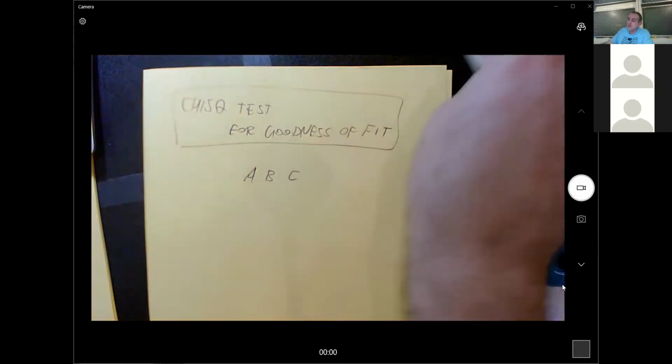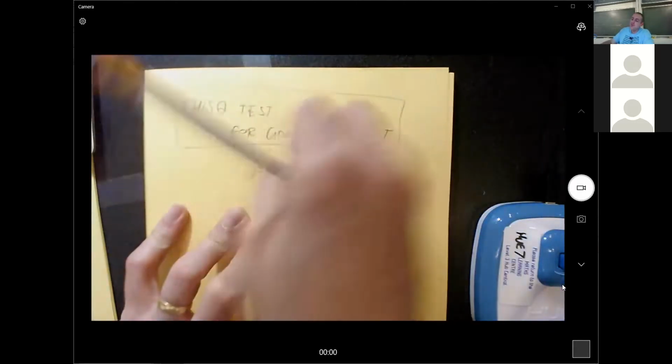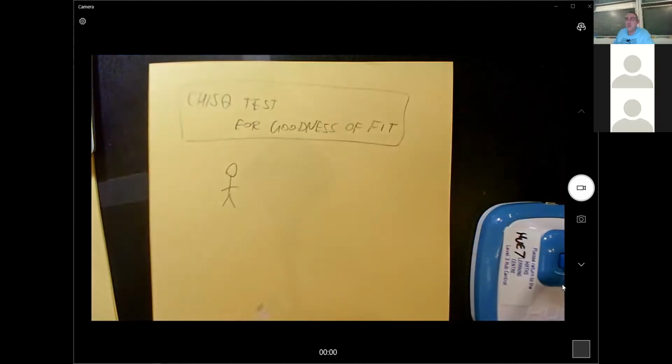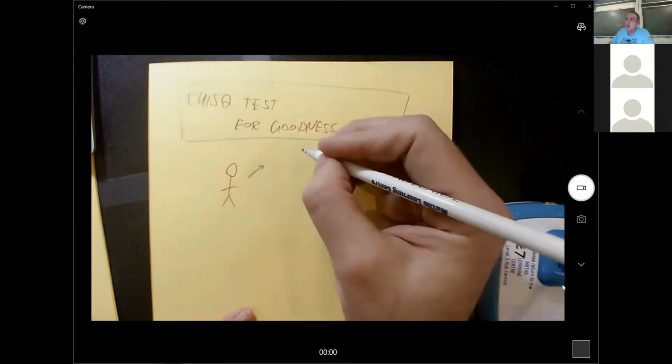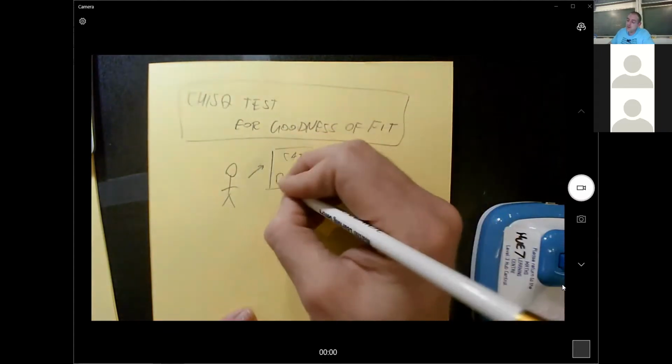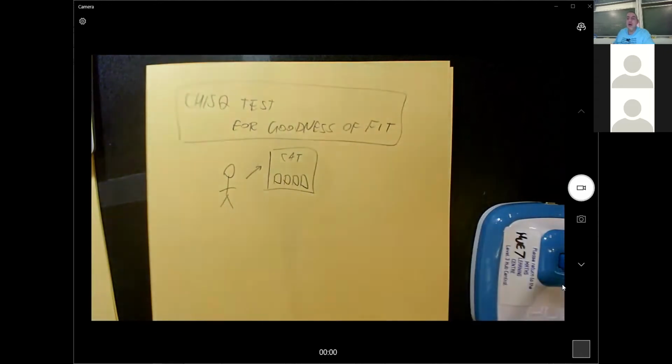So let me just talk a little bit about how this test works. It doesn't have to be people, it could be dice, or it could be whatever. And there is one variable, which is a categorical variable, and it has various categories. And you're not asking whether it's related to anything in particular, it's just there. And what you're doing is you're relating it to what you think the probabilities of being in each category are.